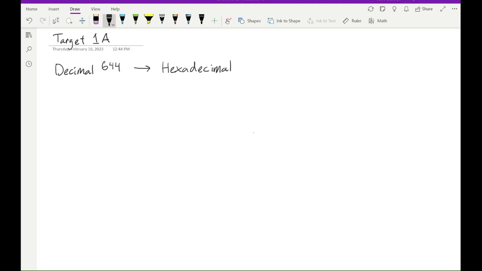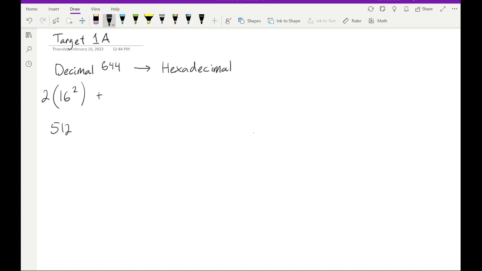So now I'll be converting decimal 644 to hexadecimal. So I'm going to start with 16 squared, and that goes into 644 about 2 times. It gives us 512. So we have 132 left.